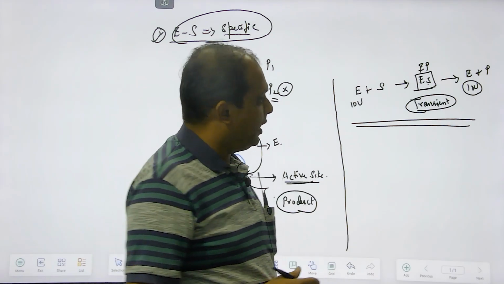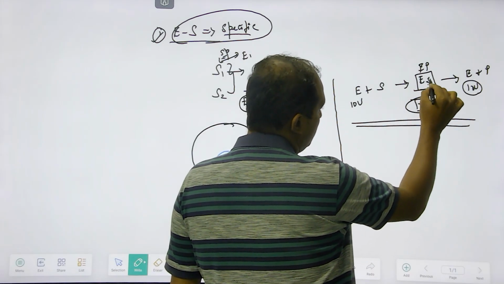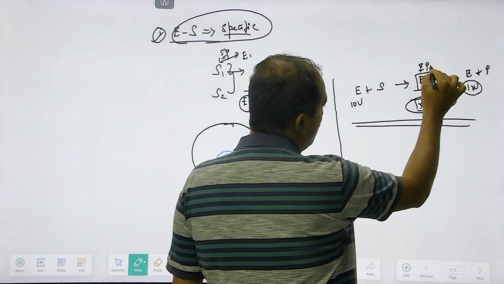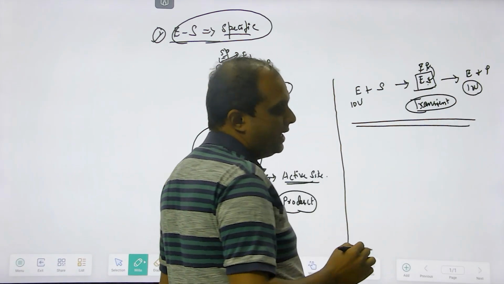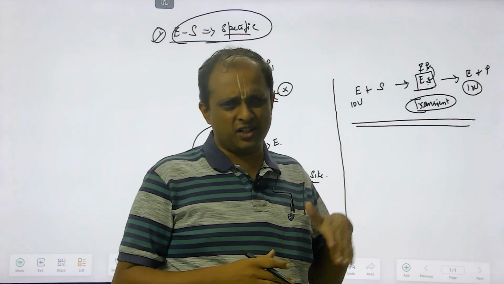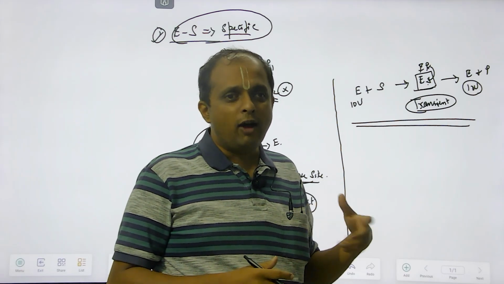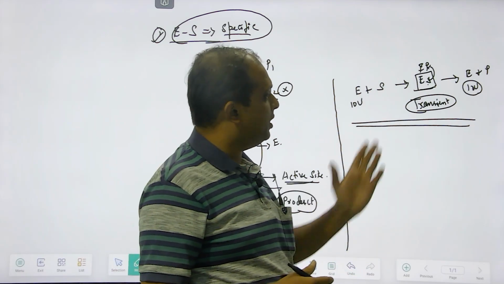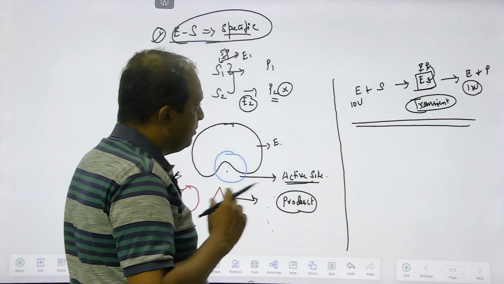Okay, so this is a transient complex, ES, in which the substrate is gradually converted to product, then you have E plus P. So this is how enzyme-mediated reactions basically happen. This is a very superficial discussion. When you go to further studies in biochemistry, you will have more and more insights into how these things actually happen.